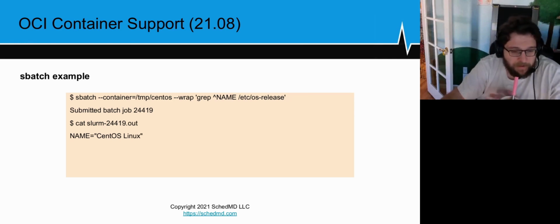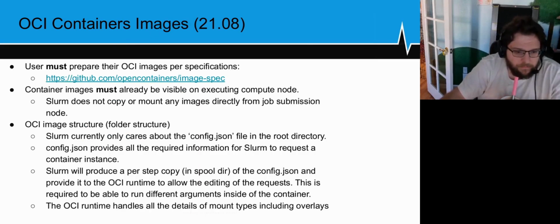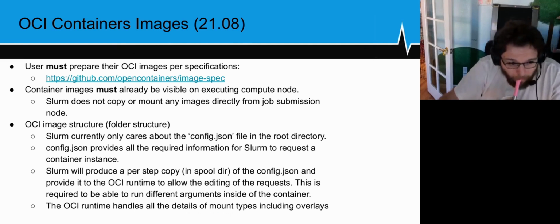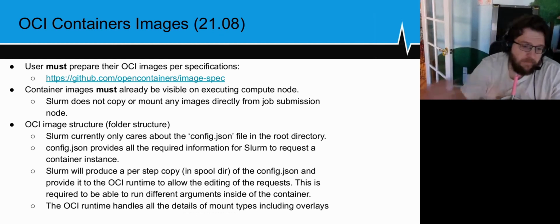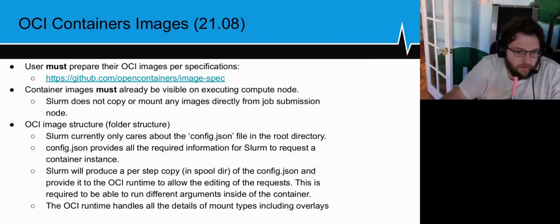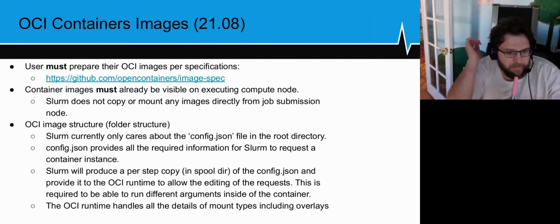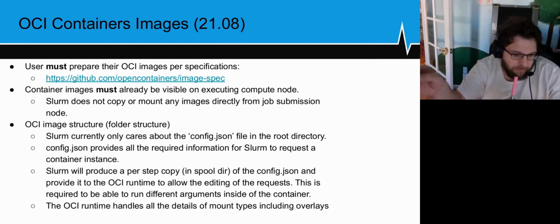The whole goal here is to make it much easier for users to just point at the container they want. Now, since we're following a standard, there's a lot of stipulations and rules, and they all come specifically from the spec. I have the link here to it. The important part is that the OCI image is visible on the executing compute node. So if the user has it on their laptop and it's not on the shared file systems, it's not going to work. It must be on shared file system or at least visible to the node.